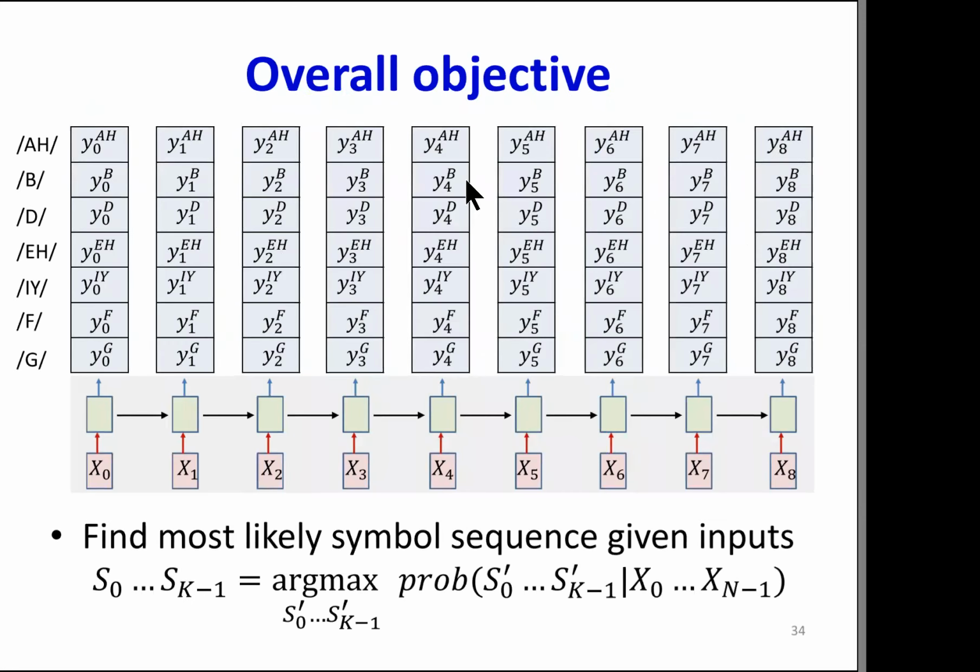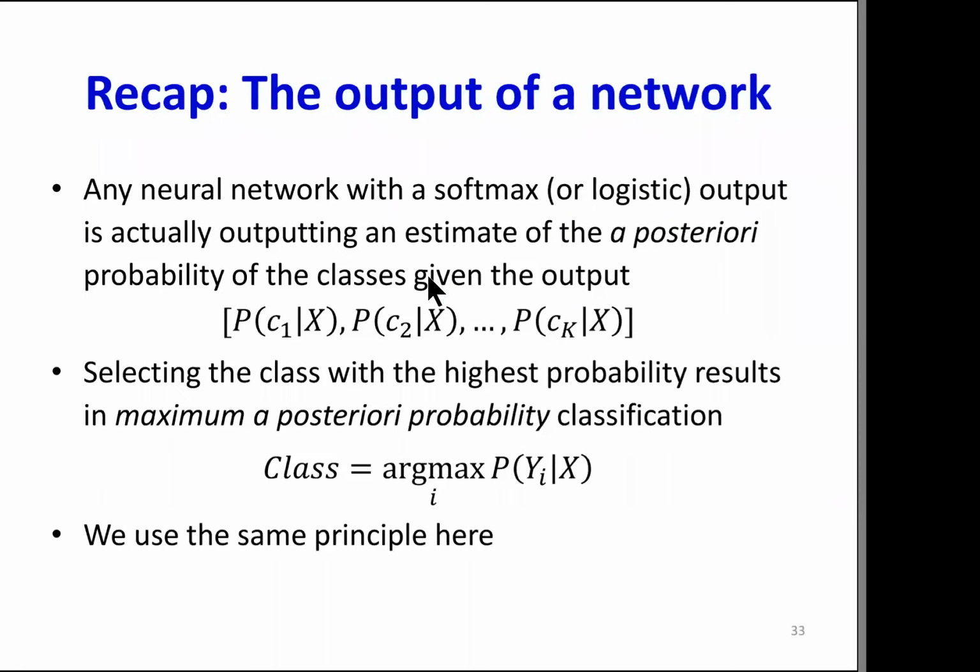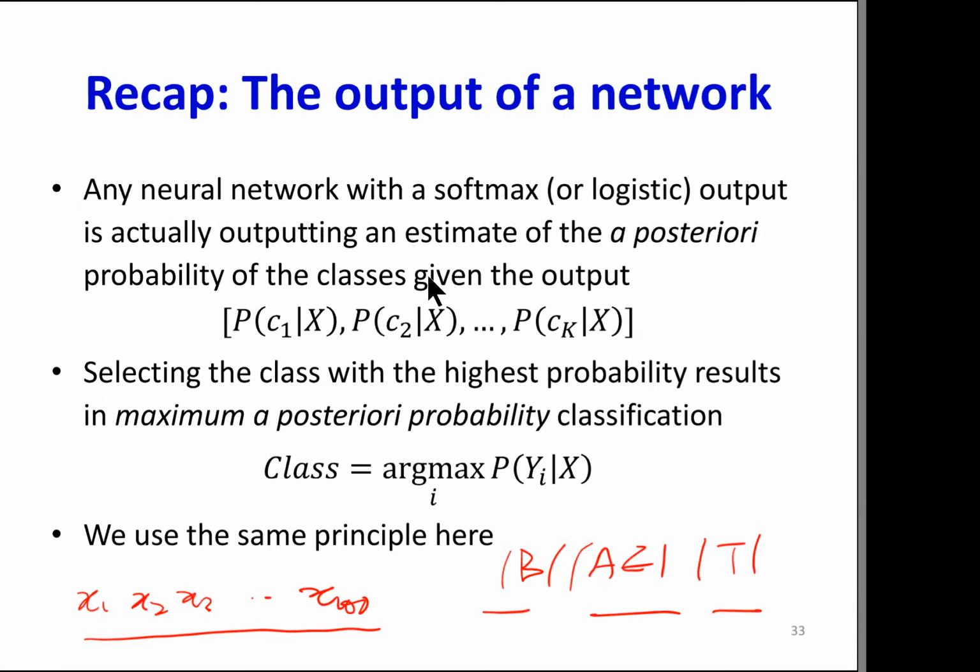Now remember, the real problem that we want to solve is that I have this sequence of inputs, x1, x2, x3, maybe going all the way to x100. And this is a sequence of phonemes, which could be, for example, bat. So the number of output symbols is lesser than the number of inputs. When you're using this classification paradigm, remember, your neural network is actually just producing a probability distribution over the classes, and you want to pick the most likely class.